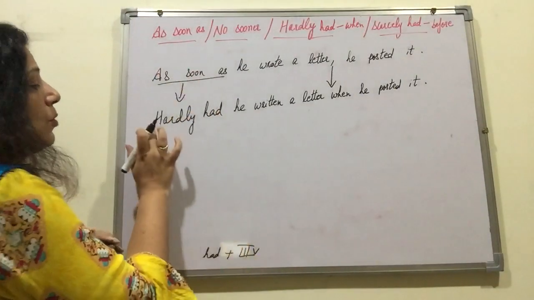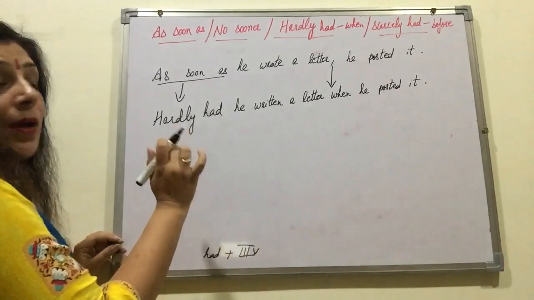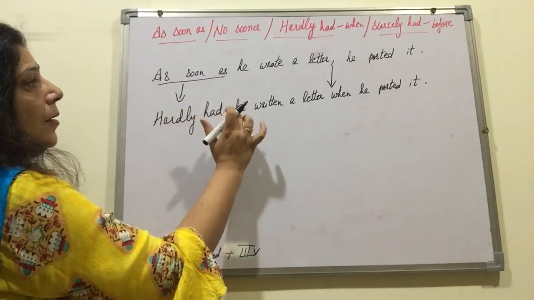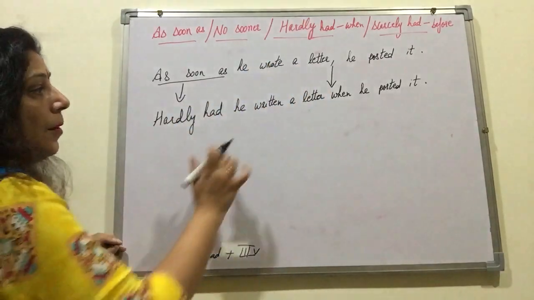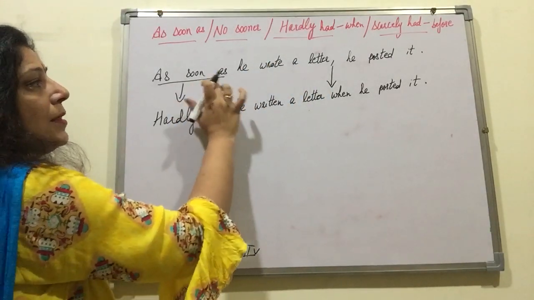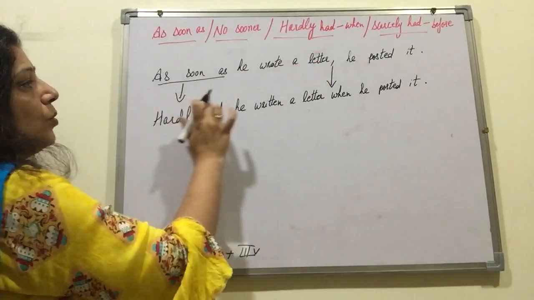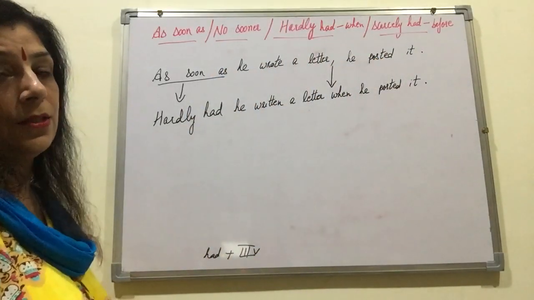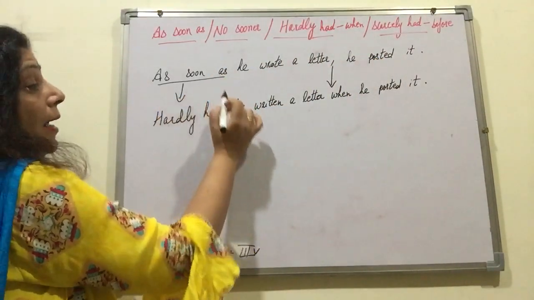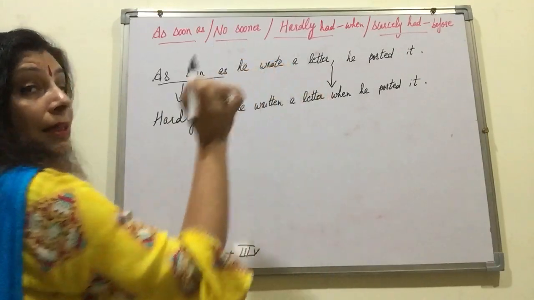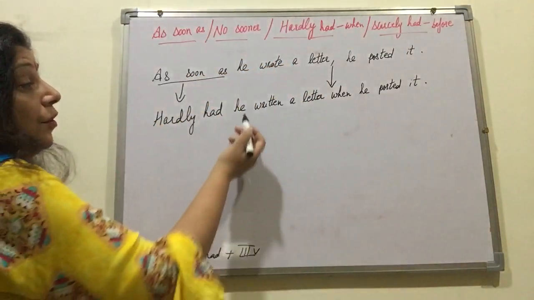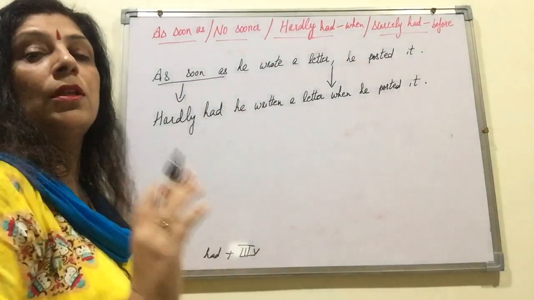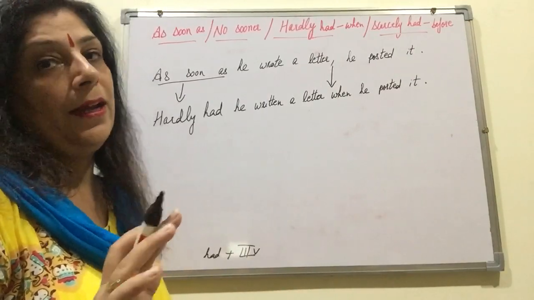You can interchange now. Supposing this sentence is given and you are asked to change into as soon as. Hardly had changes into as soon as. As soon as he wrote a letter. Because had is not given, so you can simply make it like this: as soon as he wrote a letter, comma, he posted it. You can also make it like this: as soon as he had written a letter. Even that could have been correct. If you go word by word, had changes back to had. Or you can simply make it like this. Both the forms are correct.